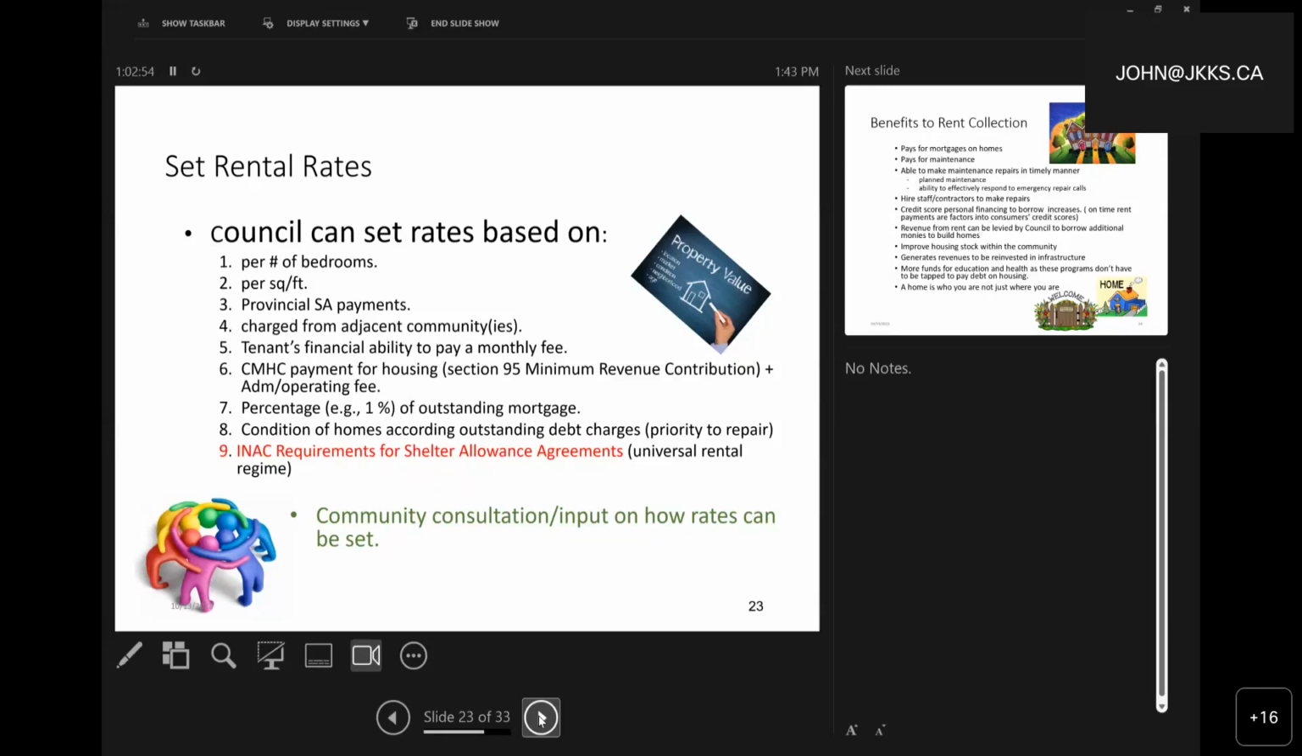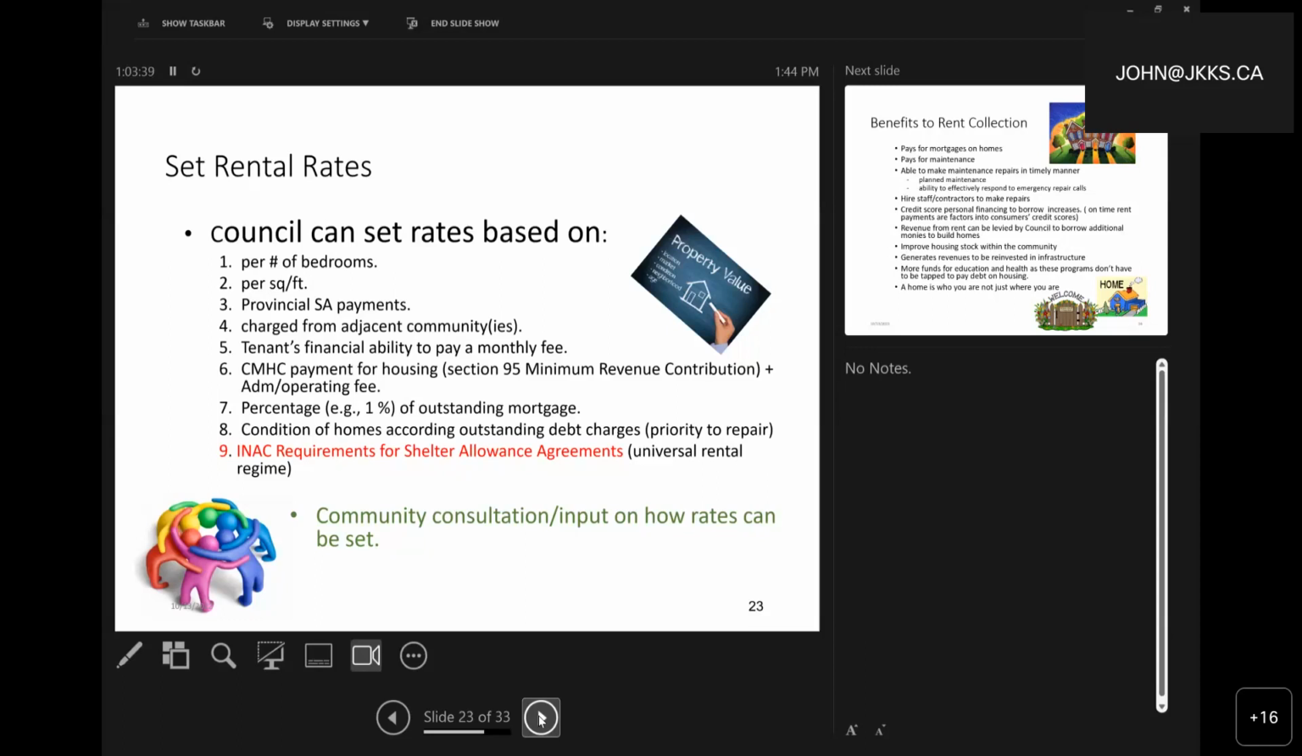So the debt charge is the debt on the house, that's the carrying cost. So if you have a house that has a debt, then that should be one of the conditions that you could also charge, right? INAC requires this for shelter allowance agreements or for the universal regime. So if you're setting rent, again, it has to be consistent for all the homes. And you can have different homes. So Section 95 house, and people will pay X, people in another community will pay Y. It doesn't have to be carte blanche, everybody pays $800. It has to be fair and reasonable.